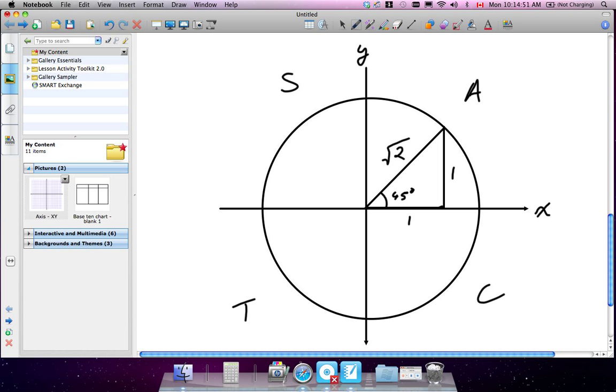So if they ask us for sine, if you remember the rules for sine, sine is opposite over hypotenuse. So sine 45 is equal to opposite over hypotenuse. In this case, the opposite is 1. The hypotenuse is the root of 2. So we know that sine 45 is equal to 1 divided by root 2. So we can always use this ratio to solve for one or the other.